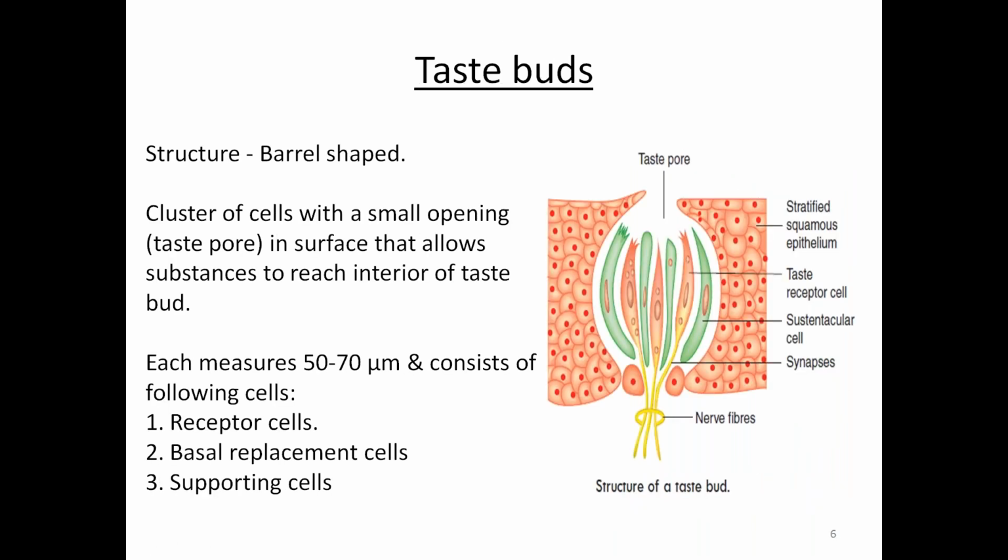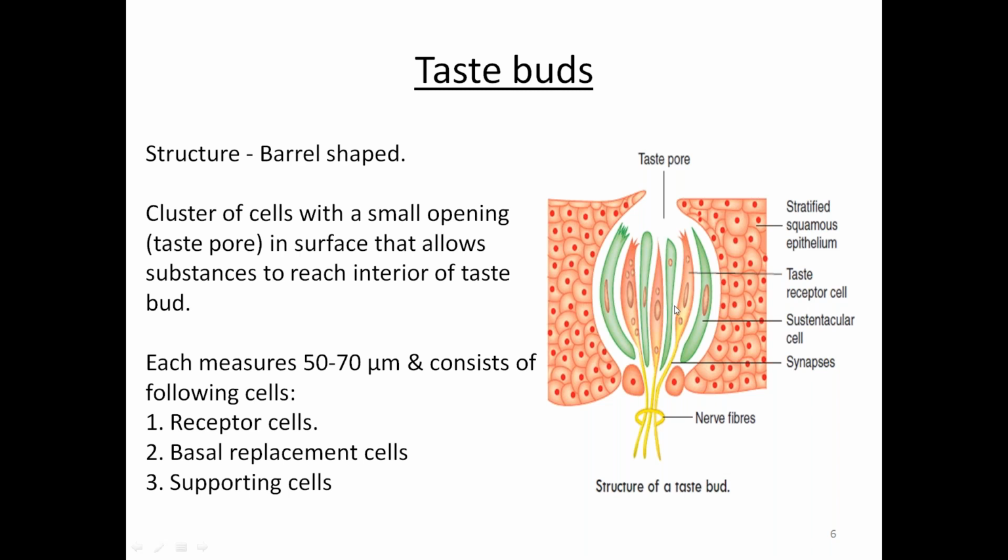Now, what are taste buds? So first, let's learn about the structure of a taste bud. Each taste bud is a barrel-shaped structure. You can see a cluster of cells with a small opening, which is the taste pore, right here in surface, that allows substances to reach interior of the taste bud. So this taste pore allows the substances to reach the interior of the taste bud.